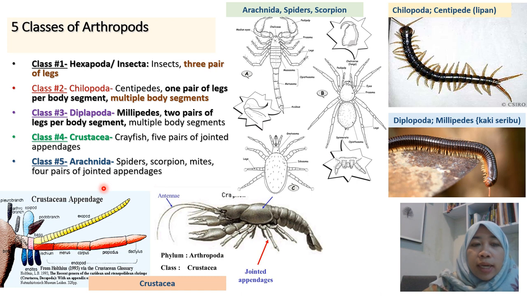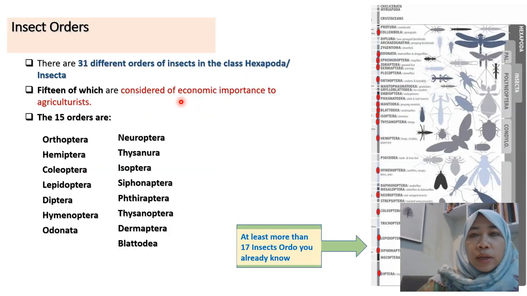And then we move to arachnid. Arachnid, for example, we can find in spider, scorpion. In Indonesia, we say kalajengking, mites is tungau. Has 4 pairs of legs. Okay, this is the arachnid. It's a spider, arachnida, arachnid or spider. This is the scorpion. Okay, then we move to the next slide.